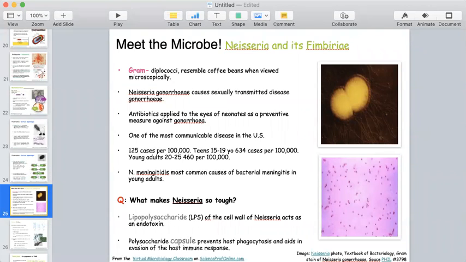I'm going to stop the share of this one. I want to turn our attention over to viruses for a minute. What questions do we have about prokaryotes before we go over to viruses? Any questions? No questions? Awesome.